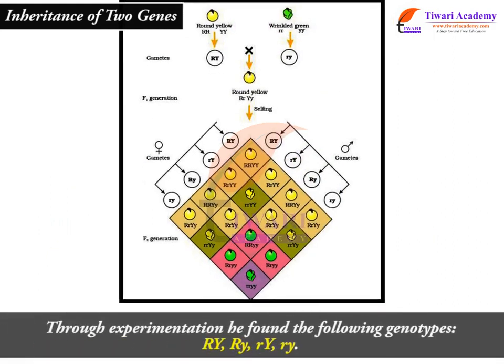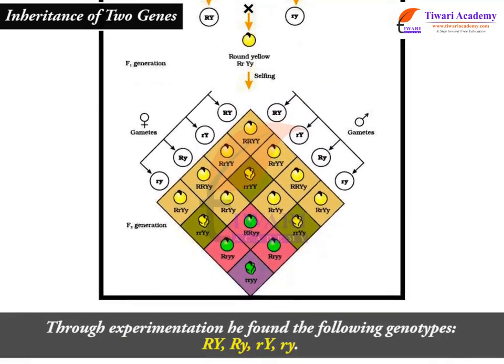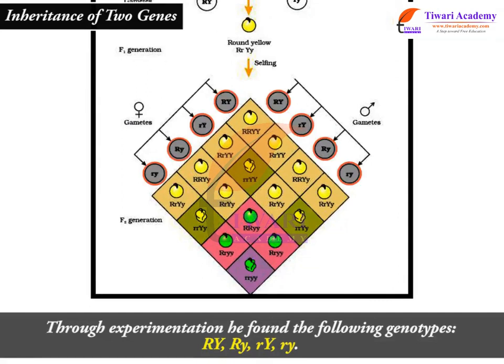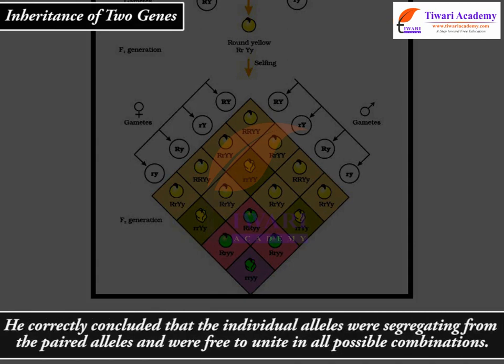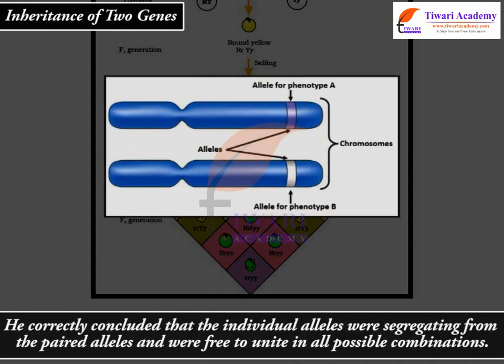Through experimentation, he found the following genotypes: capital R, capital Y, capital R, small y, small r, capital Y, small r, small y. He correctly concluded that the individual alleles were segregating from the paired alleles and were free to unite in all possible combinations.